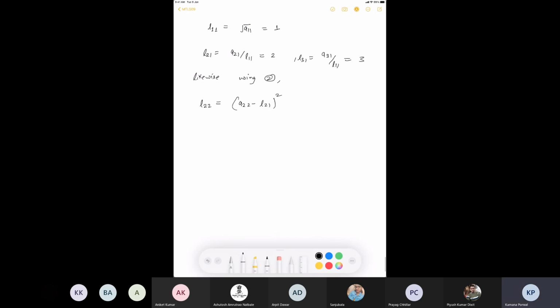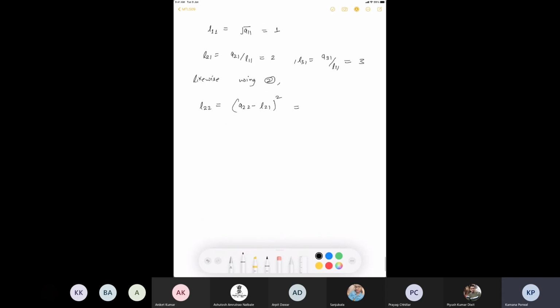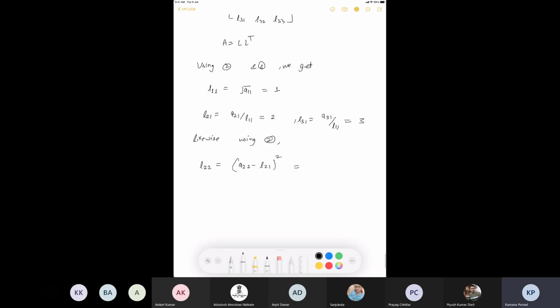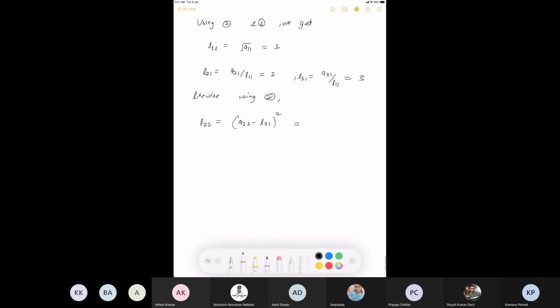And L21 is already known. So A22 is 2 and L21 is 2. So this is going to be L21 is 2 and A22 is what? 8. Sorry. So this is 2.